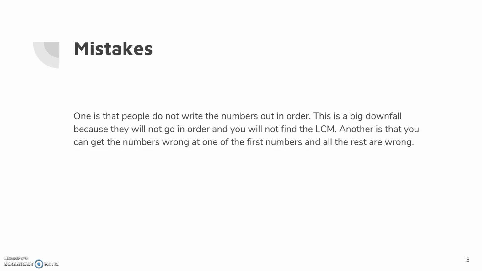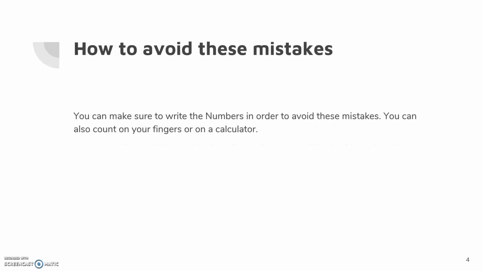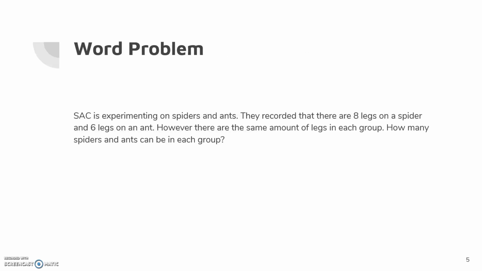Let's talk about some mistakes. One is that people do not write the numbers out in order. This is a big downfall because they will not go in order and you'll not find the LCM. Another is that you can get the numbers wrong at one of the first numbers and all the rest are wrong. You can make sure to write the numbers in order to avoid these mistakes. You can also count on your fingers or on a calculator.